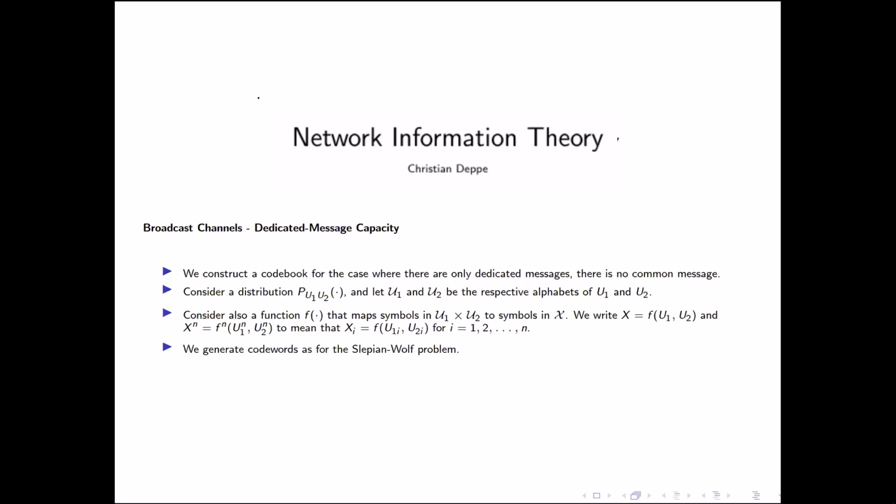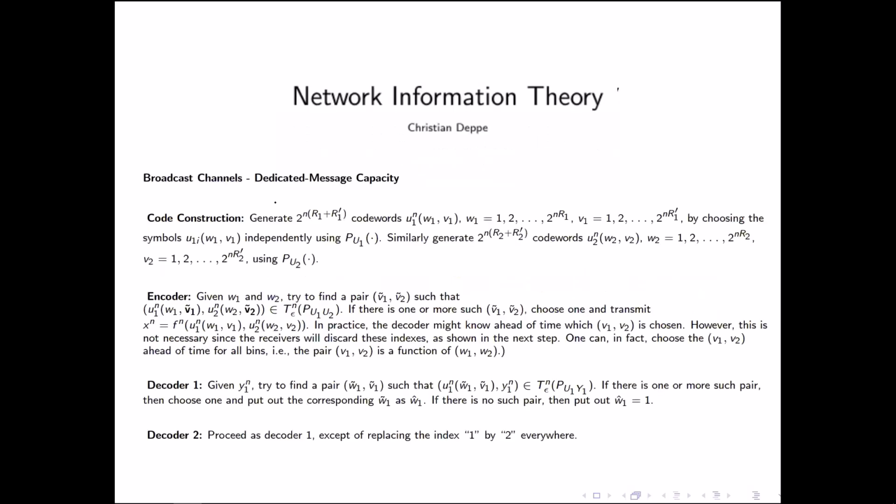Now, how does it work? The code construction: we generate 2^{n(R1+R1')} codewords u1^n(w1, v1). That's the size again of the bin. Here w1 goes from 1 to 2^{nR1}, and v1 goes from 1 to 2^{nR1'}, by choosing the symbols u1_i of (w1, v1) independently using P_U1.